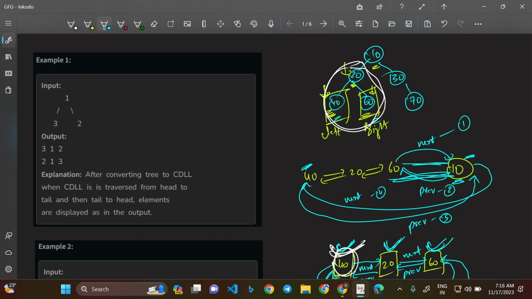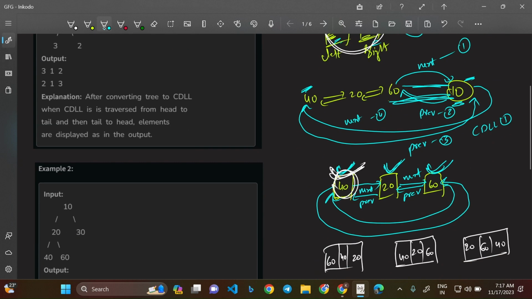So 10 and left has also been connected. Now how are these two connected? When we call on 30, these two will be connected in this fashion: 30, 70. So this and this, right? This is how they are connected. Now there are 2 CDLLs. This is CDLL, this is CDLL2, and this whole thing is CDLL1. So how are we going to connect them? Let us see that now.